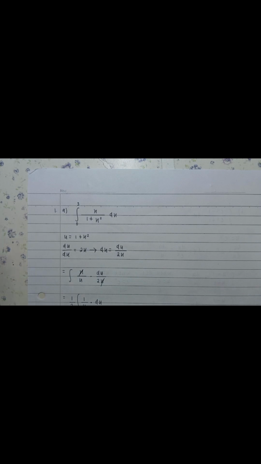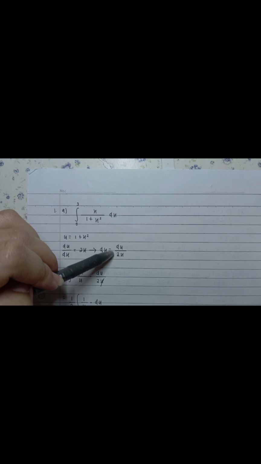Soalan nombor 1A, evaluate integrate x over 1 plus x square dx. Kita menggunakan kaedah substitution. Cari dia punya u dulu. U equal to 1 plus x square. Cari du over dx. Differentiate, dapat 2x. And then susun semula, dx equal to du over 2x.